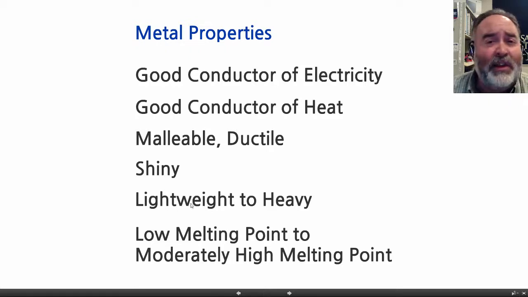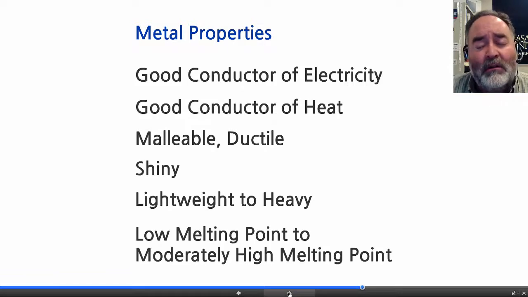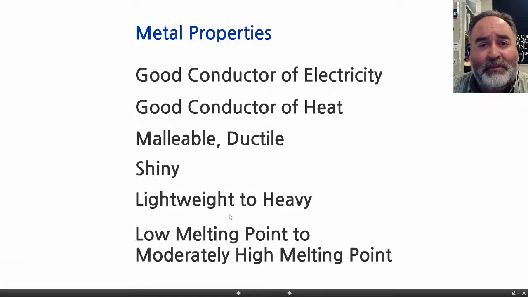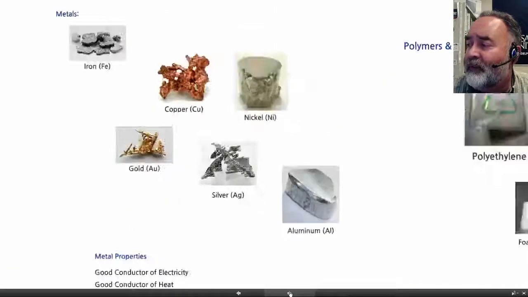They can be very lightweight, like aluminum. They can be very heavy, like iron. Low melting point to moderately higher melting point. We'll be studying melting points later, but these are some of the properties of metals, okay? They all share the same properties because they're all metal atoms bonded with metal atoms that are pushing electrons back and forth, okay?